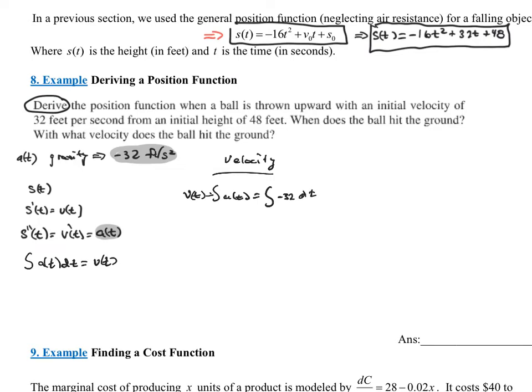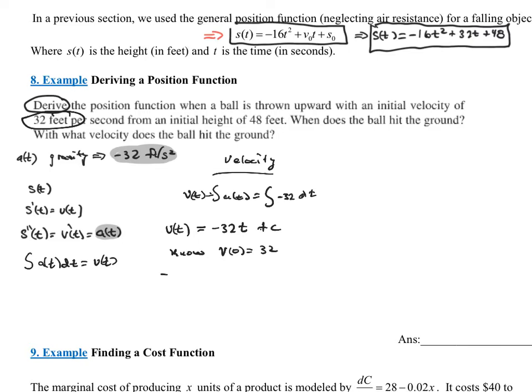Well, the integral of a constant is that constant times the variable, in this case t, and then we have the plus c, right? So this is the general solution for the velocity function. Well, we know what our initial velocity is. Our initial velocity is 32 feet per second. So in other words, v of 0 equals 32.